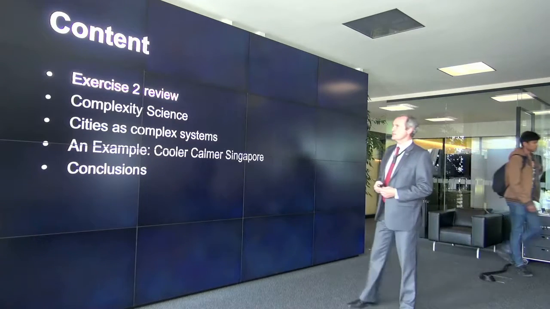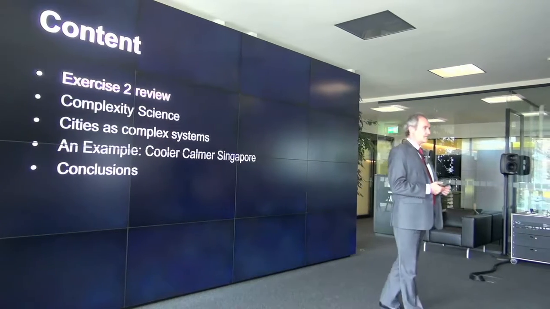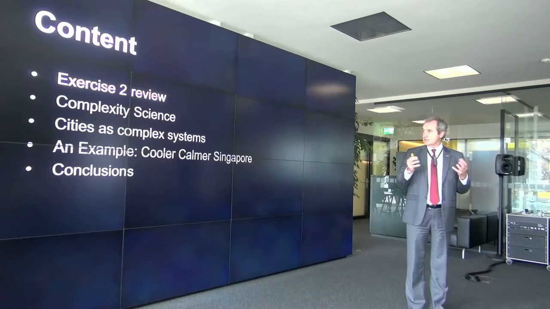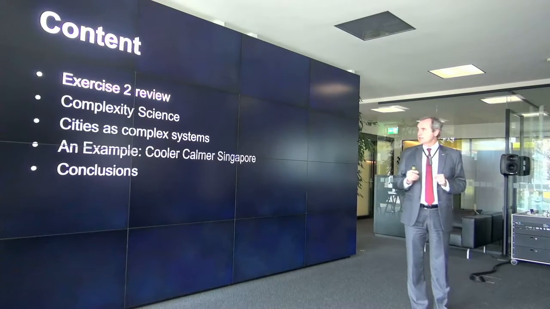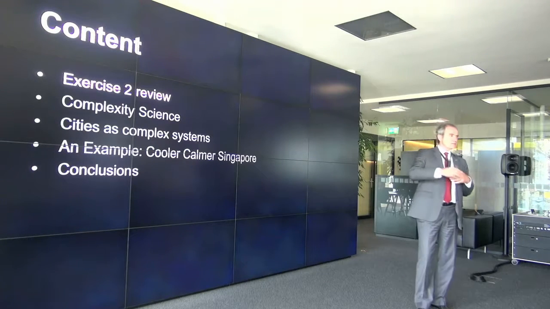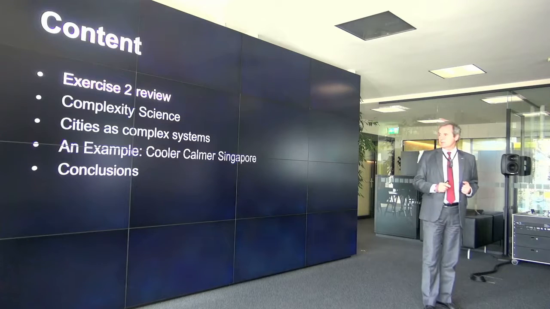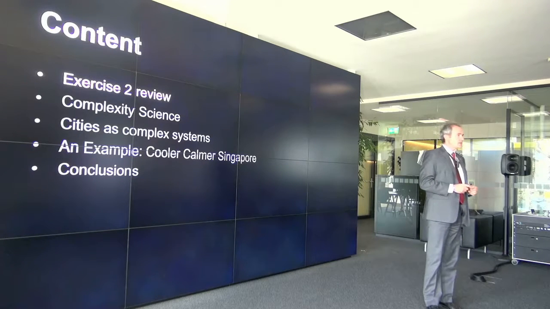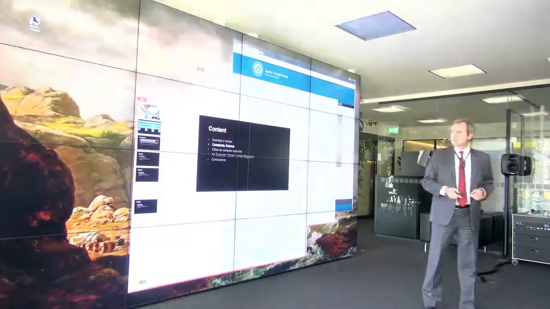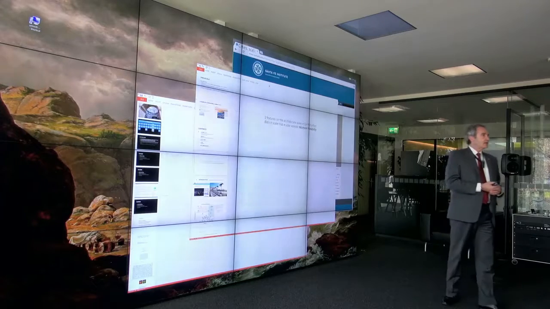The content of the lecture is we want to begin with a review of your exercises, and then we go to the complexity science definition, just one page, and then examples for cities as complex systems. And as an example of cities and speciality of cities, the cooler, calmer Singapore, and some conclusions. Let us start, though, with the exercise 2 review. And Danielle will bring it up.